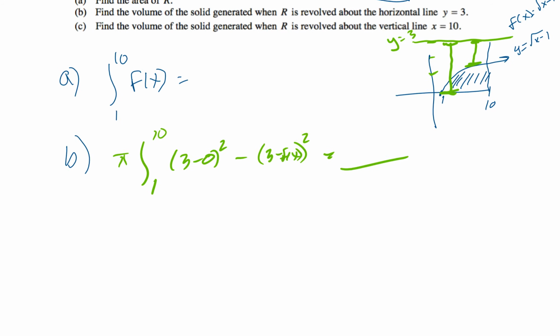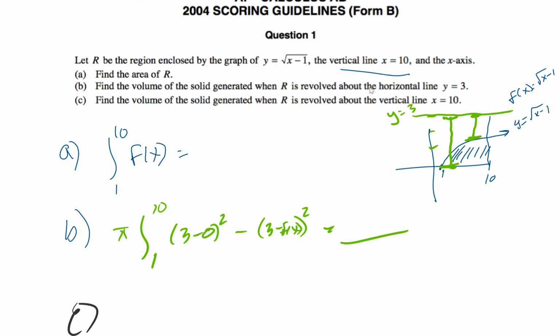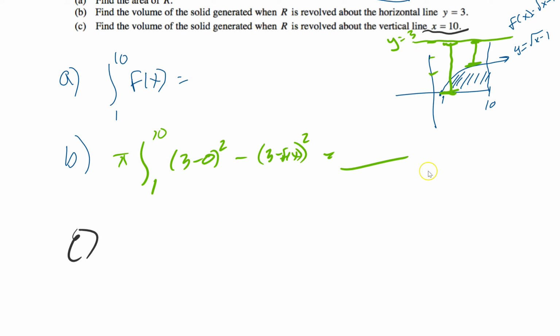C. Volume of solid generated when R revolves around the x equals 10 line. Oof. So we're going that way. So let me rewrite this. Let me draw it real quick because it's too messy. So we're revolving it left and right. So that means we're revolving around a vertical line, like the y-axis. So I got to change up my stuff here.